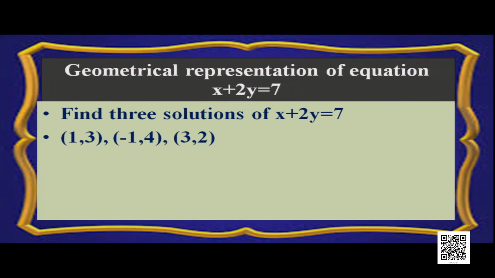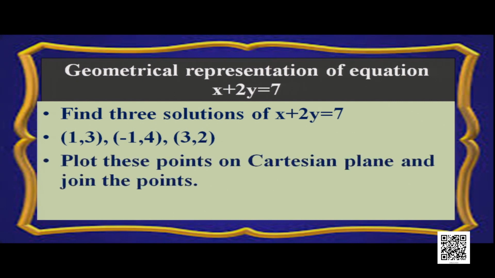Similarly, if we put the value of x as minus 1 and the value of y as 4, then 4 into 2 gives 8, and 8 minus 1 gives 7. So (minus 1, 4) is a solution to this. And again (3, 2). So x is 3 and y is 2. So 2 into 2 is 4, plus 3 gives 7. So (3, 2) is also another solution to this equation. After getting these solutions, what to do? We have to plot these as points on the Cartesian plane and join the points.